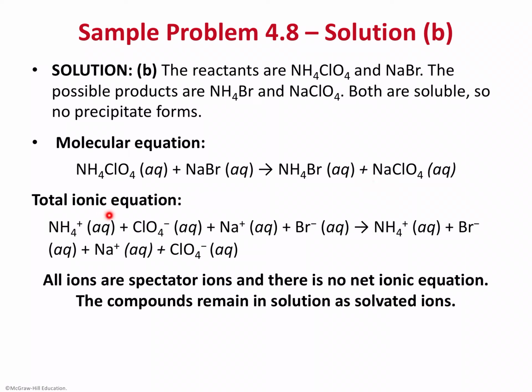So if you look at the total ionic equation, you can break them into ions. Ammonium ion, perchlorate ion, sodium ion, bromide ion, again ammonium ion, bromide, sodium and perchlorate. So what are the spectator ions? All of them are spectator ions, right? All ions are spectator ions and there is no net ionic equation. Compounds remain in solution as solvated ions.